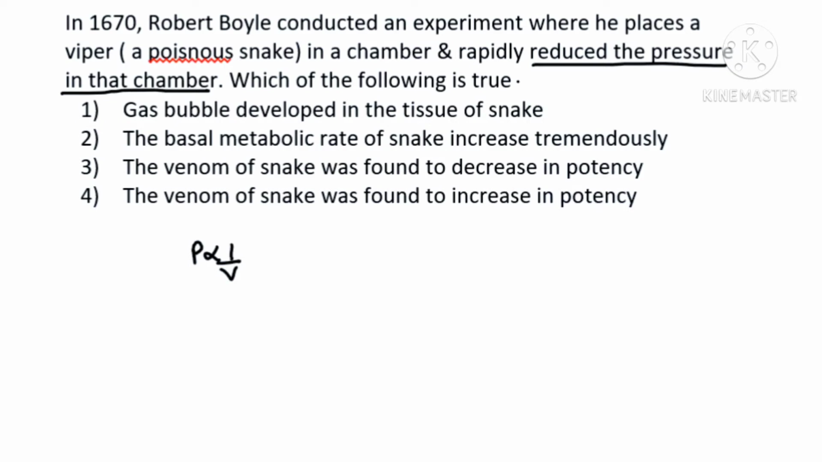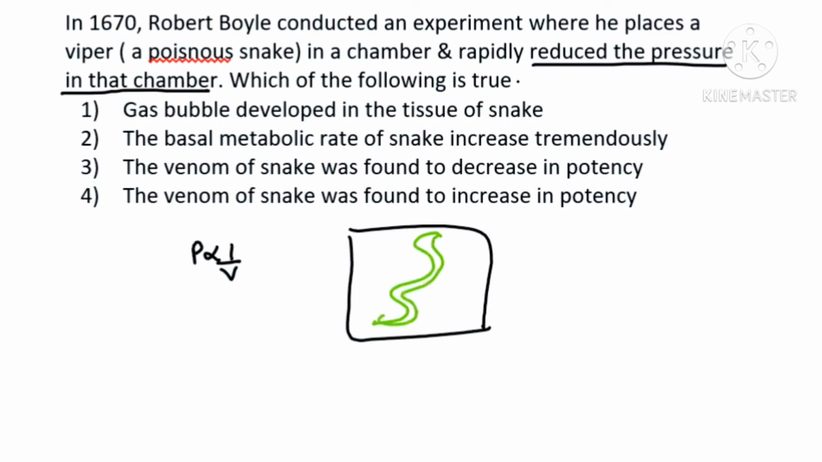But the body compensated by increasing RBC production. But in the case of the experiment, what he is doing on the snake: this is a chamber in which he has kept the snake, and in this chamber he is suddenly reducing the pressure. Are you understanding it? The pressure is reduced suddenly. So when you reduce the pressure suddenly, see what happened.